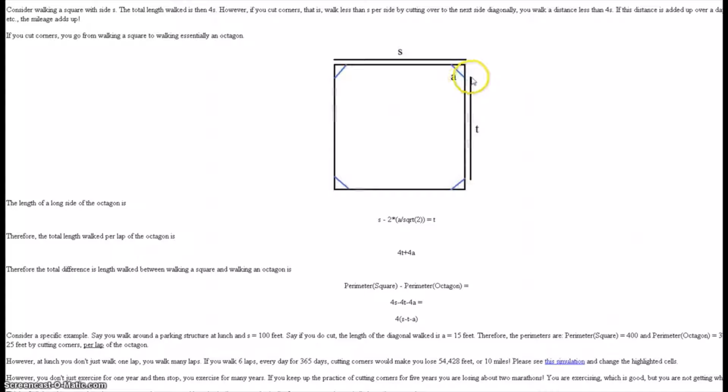So the length of the side of the square is S, but when you cut it by this diagonal A, you're left with this length of T. I just do some basic math, and you can calculate what the length T is, given what A is. Therefore, if you walk that octagon track, the total length you've walked is 4T, and then you have to add back in these A sides, so 4T plus 4A. But that's a smaller distance than if you walk S. In other words, that's a smaller distance than if you walk the whole square track. The difference is 4S minus 4T minus 4A.